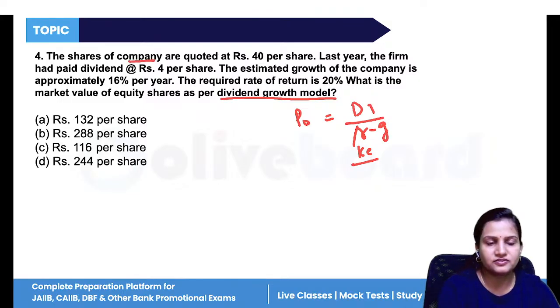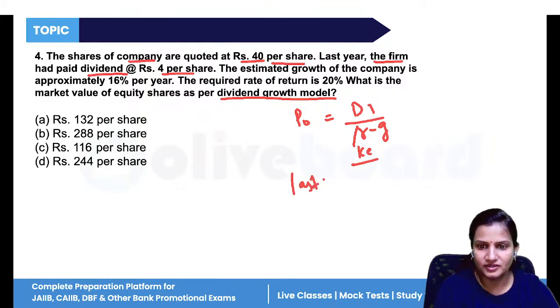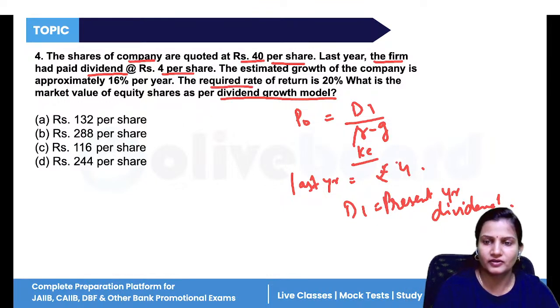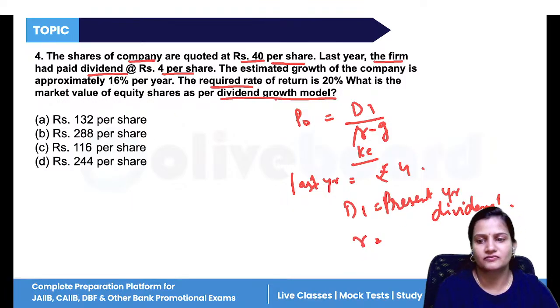The shares of a company are quoted at 40 per share. Last year, the firm had a dividend of rupees 4 per share. So last year's dividend is given as rupees 4, and you have to find D1, that is the present year's dividend. The required rate of return, that is R, is given as 20%. First you have to find the present year's dividend. Growth is 16%.